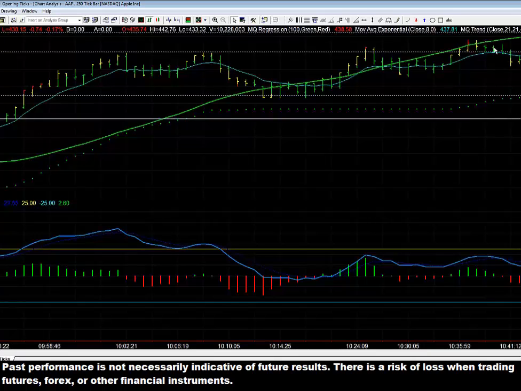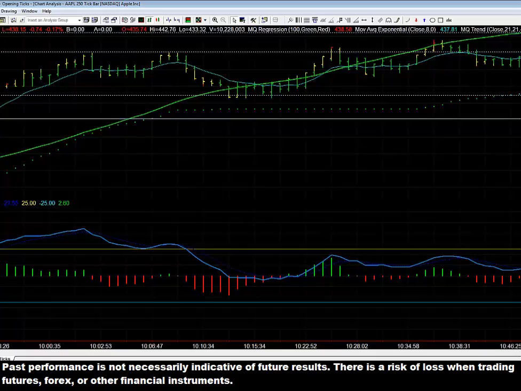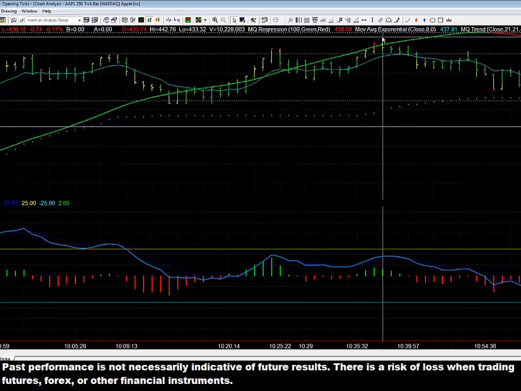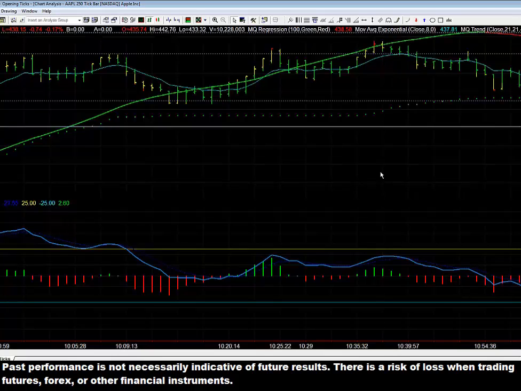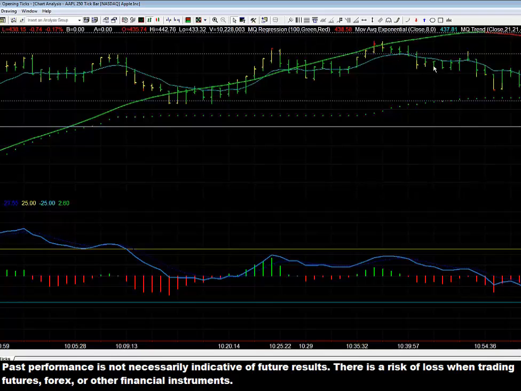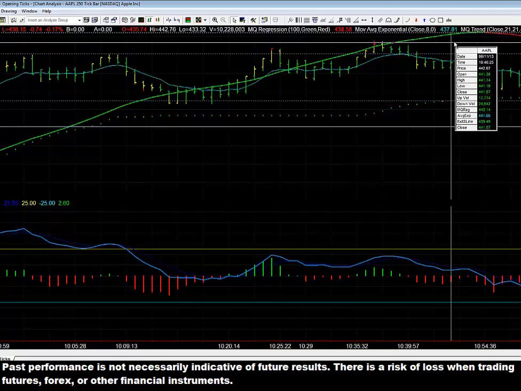Right there, that's about another $1 to 75 cent move in Apple. Again, these are smaller scalp type trades. Here's another opportunity. Again, compare these highs here. The histogram reaches this level. Prices come back down and they move back up. Now, this is not a tradition.